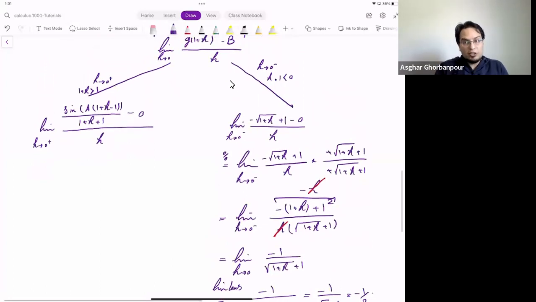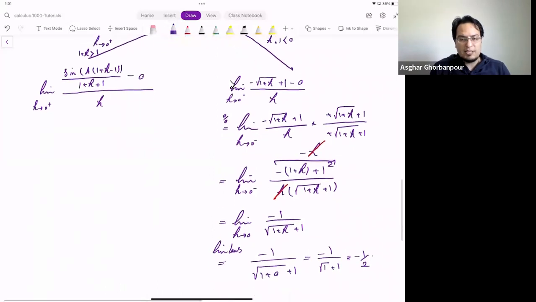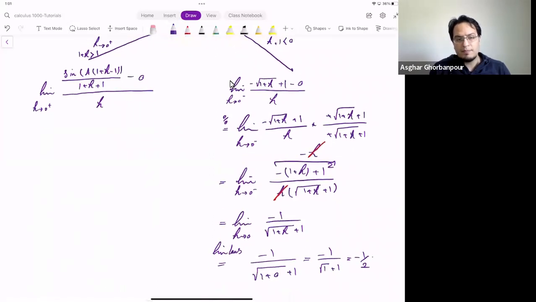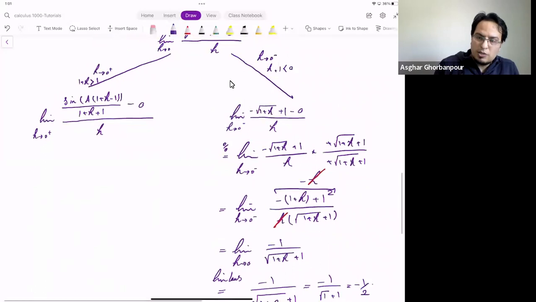Now it's time to do the right limit. I need to find the right limit of this function. Before I move to there, are there any questions, any comments? Okay, so I'll then continue from here.